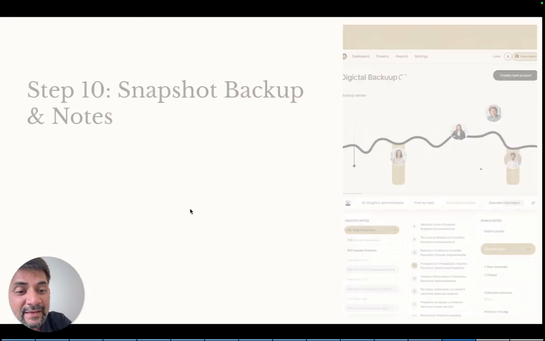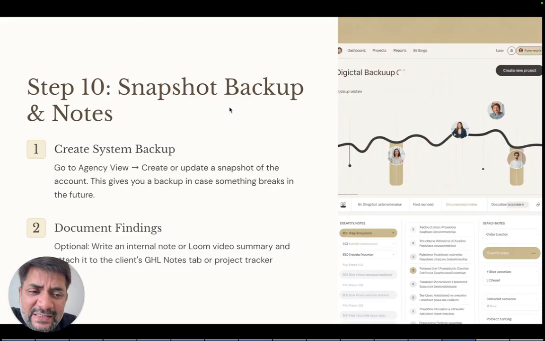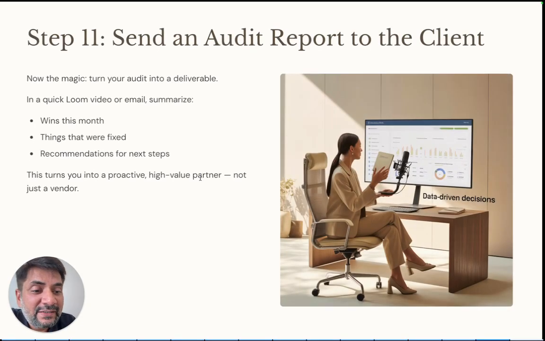Step 10, snapshot backup and notes. Go to the agency view, create or update a snapshot of the account. Now, this gives you a backup in case something breaks in the future. And you can write an internal note or Loom video summary and attach it to the client's GHL Notes tab or project tracker. Then, step 11, you send an audit report to the client.